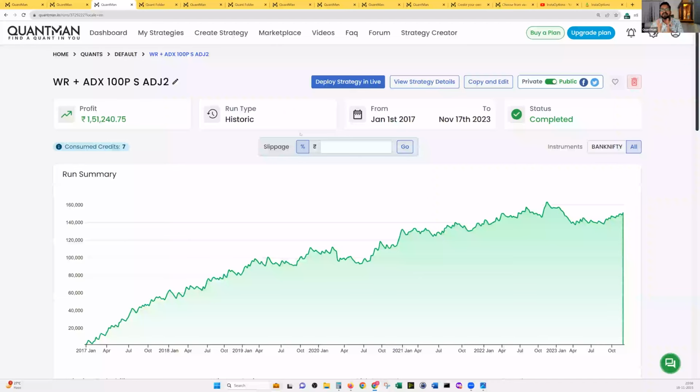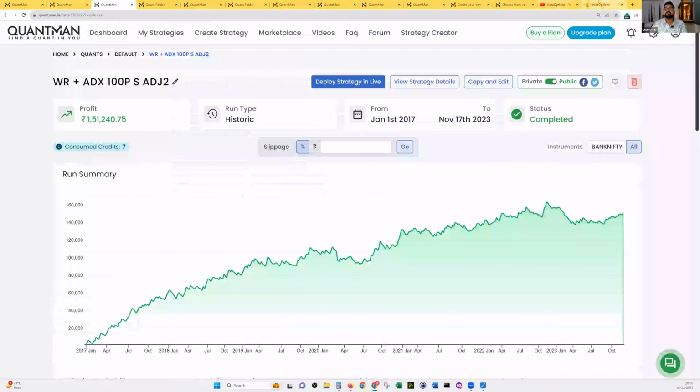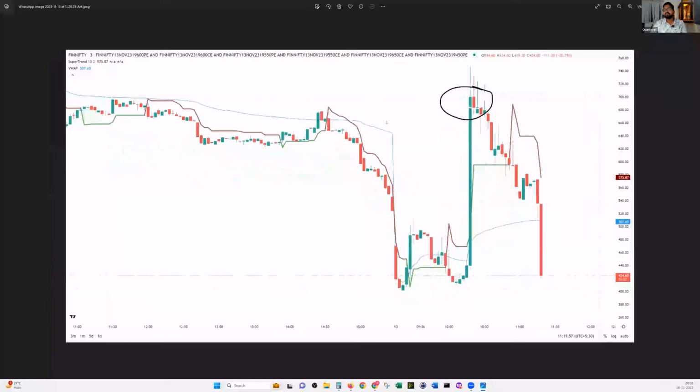Now we do have the next exit on this particular strategy. As I discussed, one exit is the 20% stop loss we have given. The other exit is the combined premium chart. Whenever the combined premium closes above the super trend line, I'm going to exit the trade.